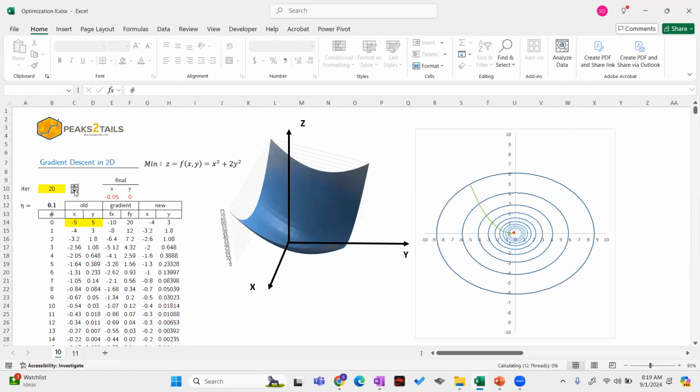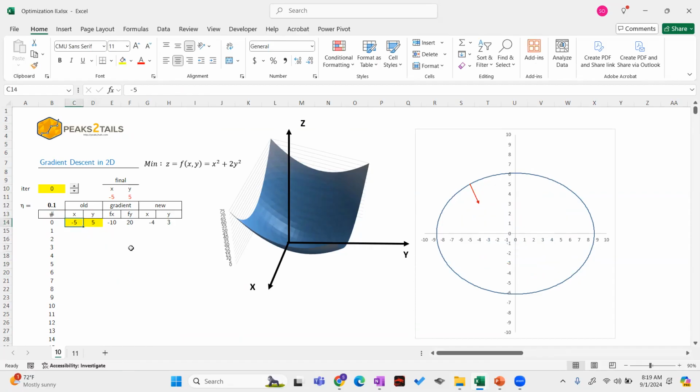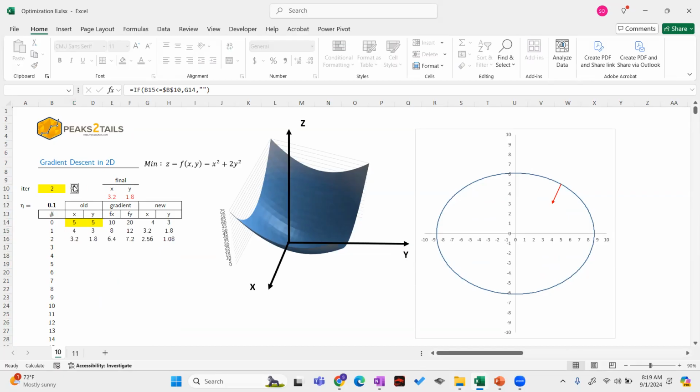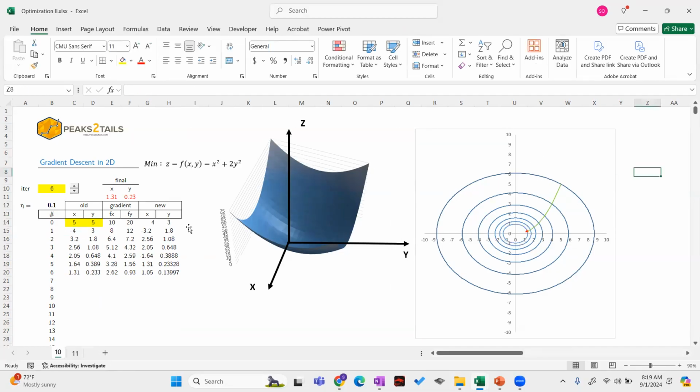Now, any other experiment you want to do? We can choose a different point. Maybe we can choose what happens with 5, 5. Yeah, we start from here. Same idea, it will converge like that. So this is the top view, okay? Whatever is happening on the left-hand side, the top view is this.